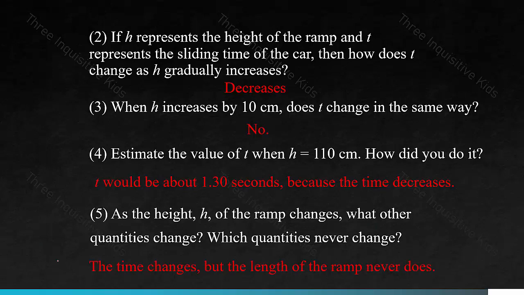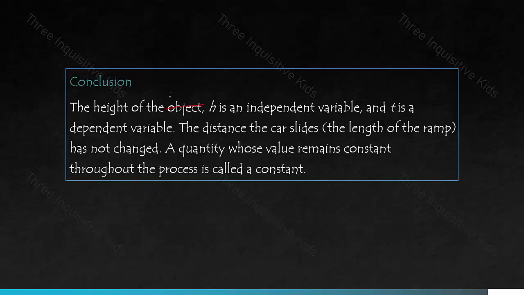So in this case, the time would be a variable, I'll write v for short, and the length of the ramp would be a constant. The height of the ramp, I don't know why it says object, is an independent variable, and t is a dependent variable. The distance the car slides, the length of the ramp, has not changed. So a quantity whose value remains constant throughout the process is called a constant.